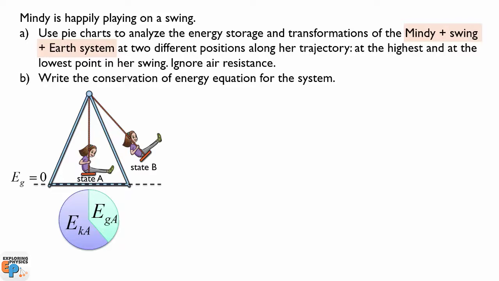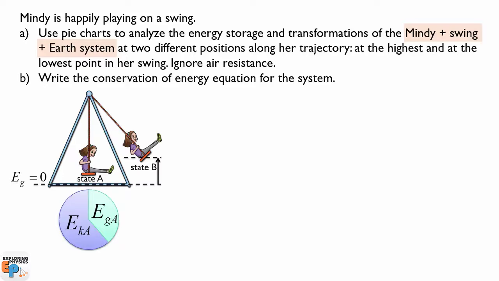As Mindy and the swing continue their motion towards the highest point in her swing, state B, Mindy gets further away from the ground. The gravitational potential energy of the system increases. Her speed decreases as the motion slows down from A to B. The swing stops at point B and reverses its motion.